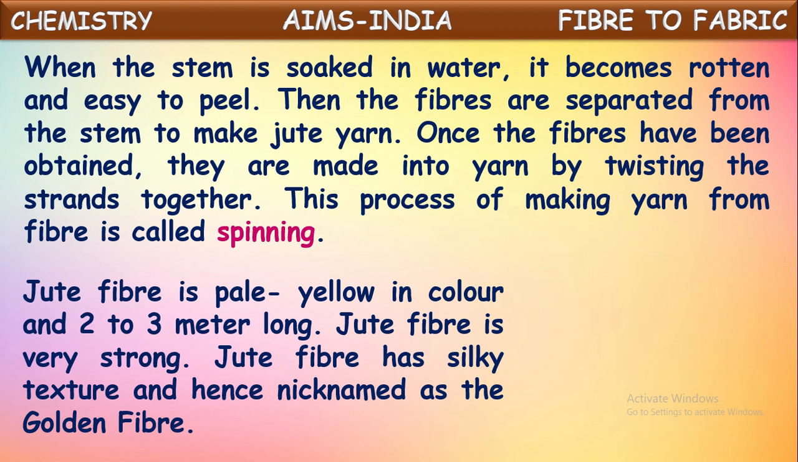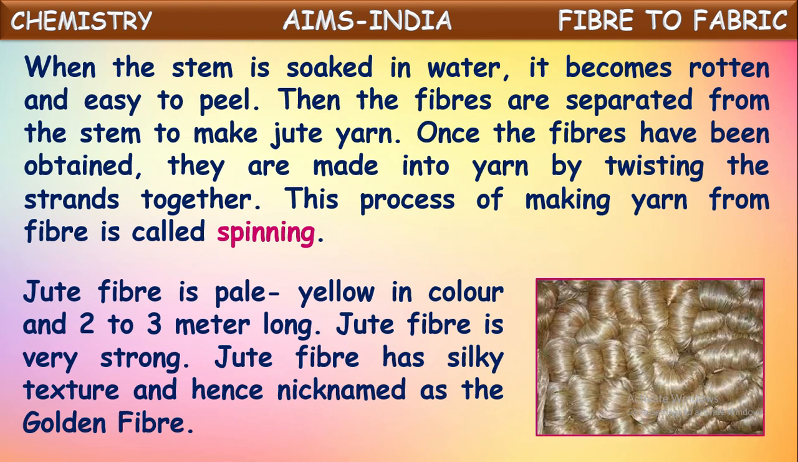Jute fiber is pale yellow in color and 2 to 3 meters long. Jute fiber is very strong. Jute fiber has a silky structure. See how shiny the jute fiber is here. So it has a silky texture too. Hence, it is nicknamed golden fiber. Jute fiber is also called golden fiber because it has a golden yellow color and a very nice shining and silky structure. That's why it is called golden fiber.